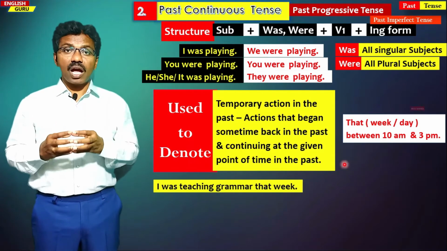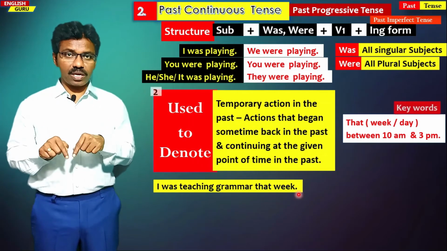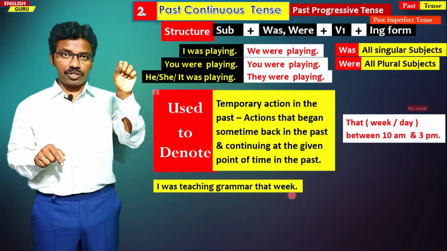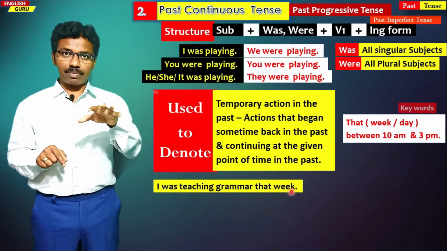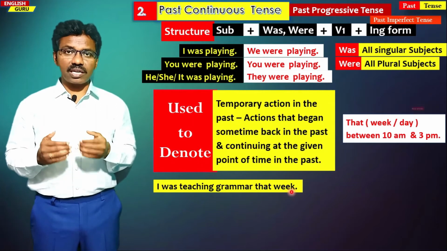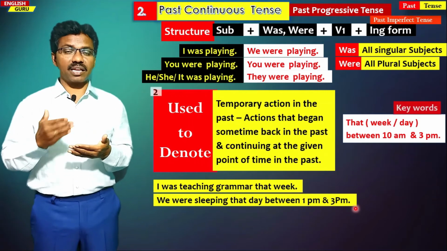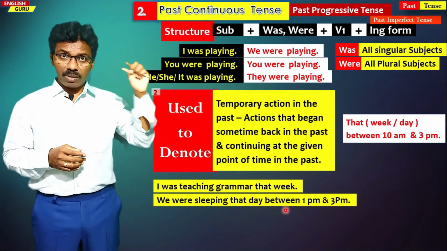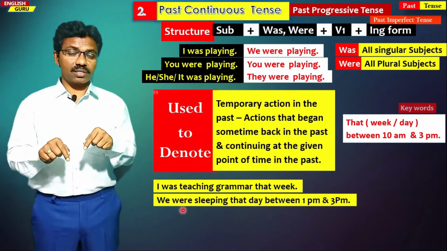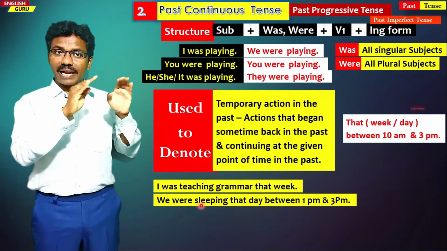I was teaching grammar that week. I am talking about that activity this week. I taught grammar. I was teaching the entire week. So the entire week that activity continued and I stopped. And this week I am not continuing. So in that situation we have to use past continuous tense. And the next sentence, we were sleeping that day between 1 p.m. and 3 p.m. So from 1 p.m. till 3 p.m. we were sleeping on Sunday, not here. So at that particular time that activity continued up to a certain extent and it ended there itself.